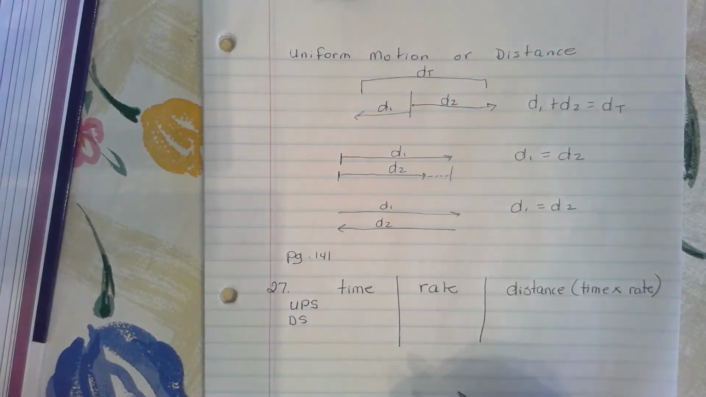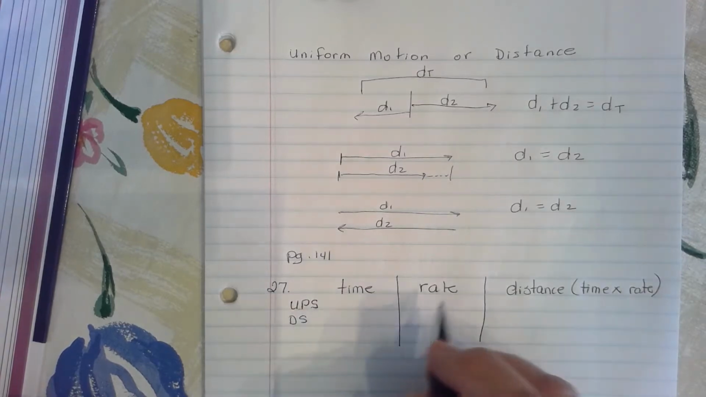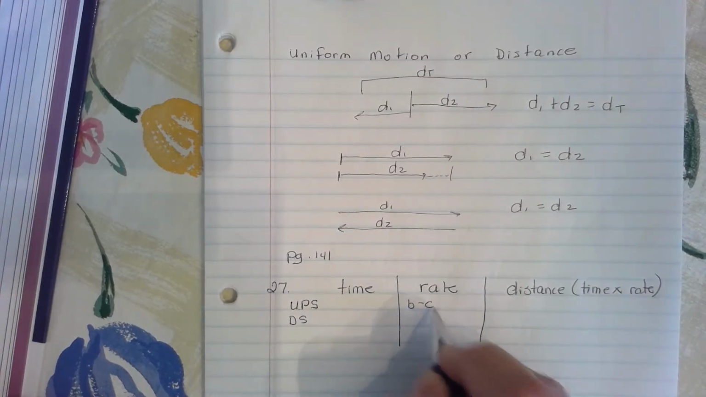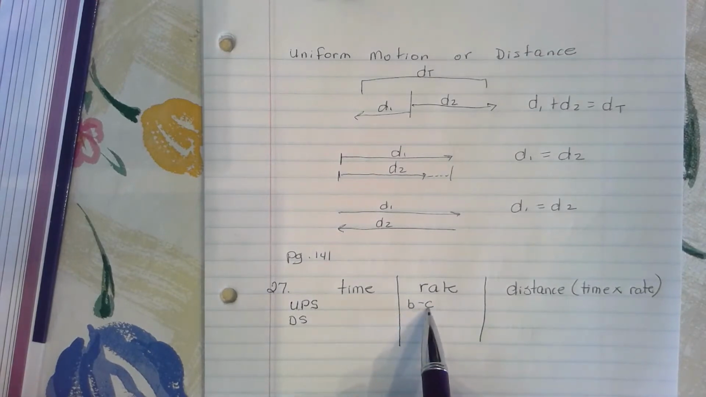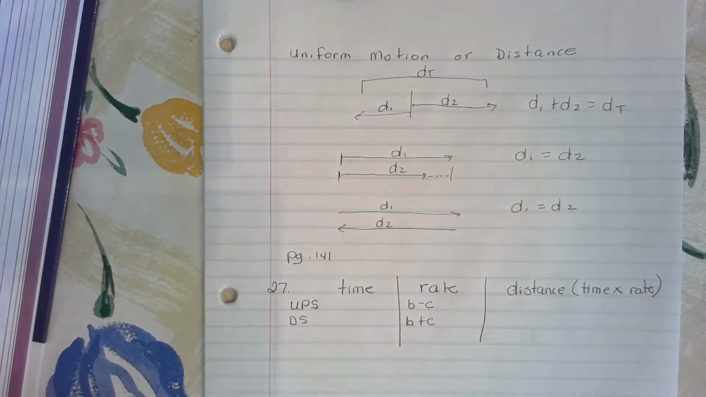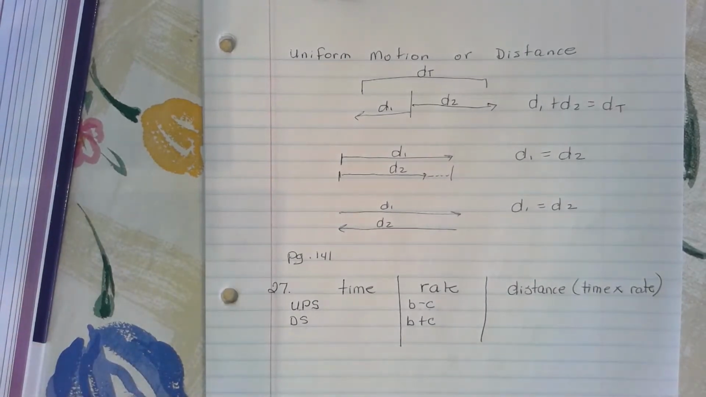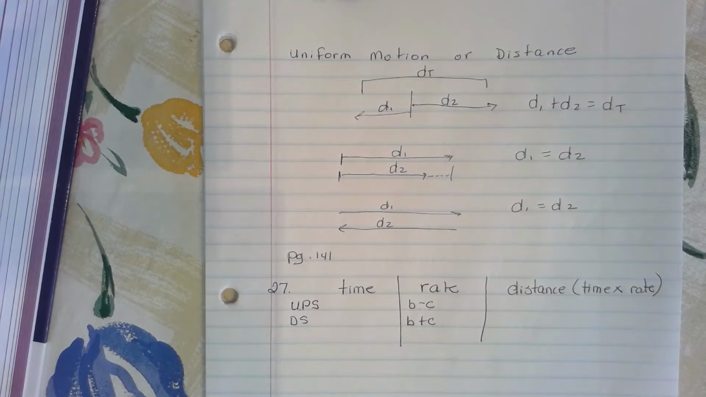And what we know, not because the problem tells us this, but just because we know this for a fact, when a boat travels upstream, the current slows it down. So it's the boat minus the current. When a boat travels downstream, the current speeds it up, so it's the boat plus the current. And that holds true anytime you've got something going upstream and downstream.